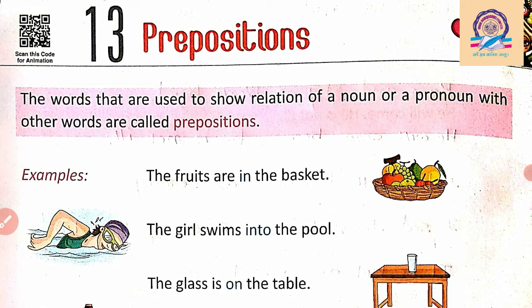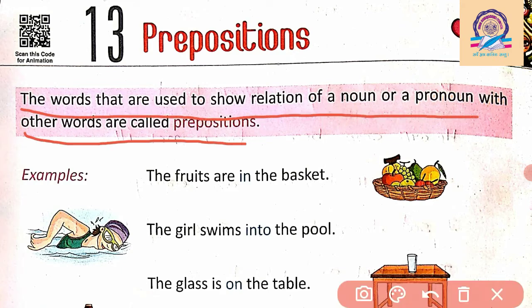The first example is given here: the fruits are in the basket. So here, where are the fruits? The fruits are in the basket. If something is inside something, we have to use the preposition "in" here. Where is the fruit? The fruits are in the basket. Inside the basket, so for "in" we use it when the thing is inside something. So we have to use "in" when something is inside something.